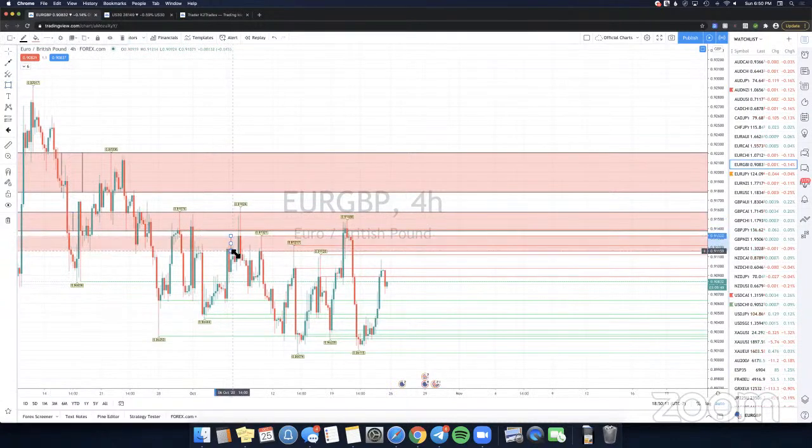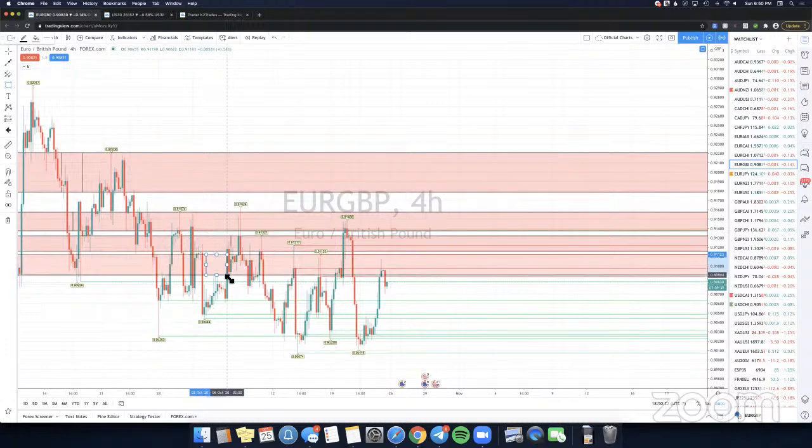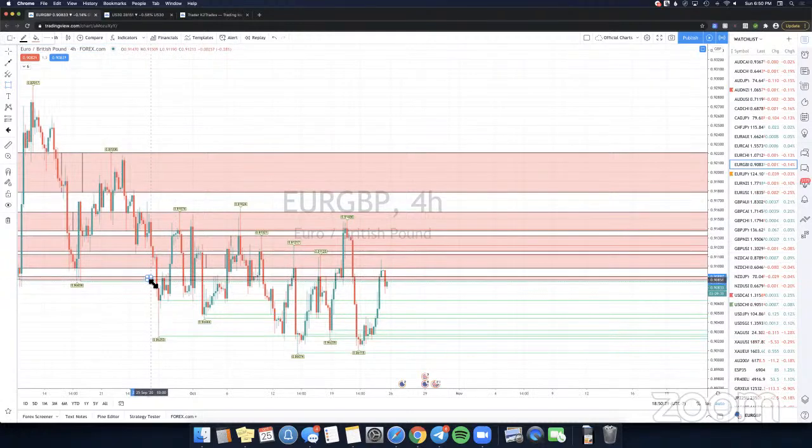When you get to these pairs that move very similarly, like EG, EC, EC as in Euro CHF, you'll see a lot of overlap because a lot of the European pairs kind of move similar to each other. So don't be freaked out when the zones kind of overlap a lot, because that's normal for certain pairs.